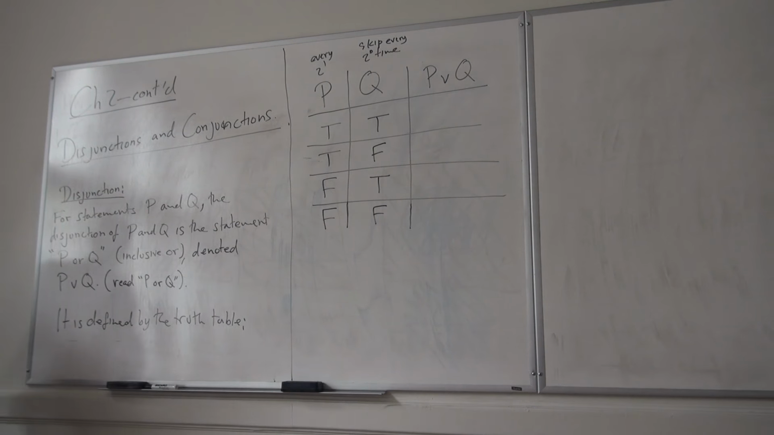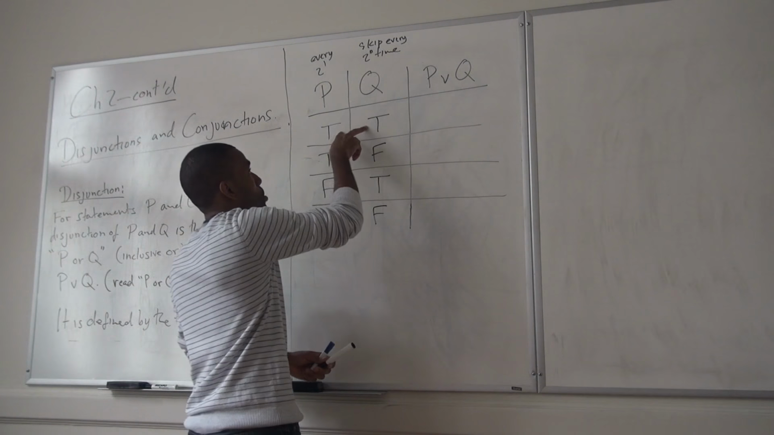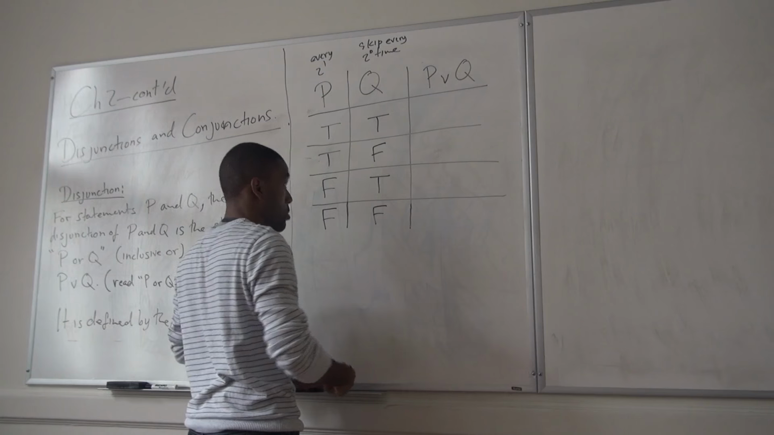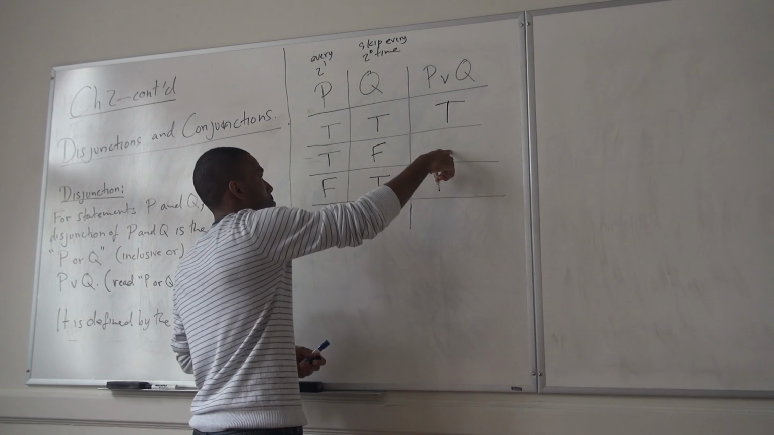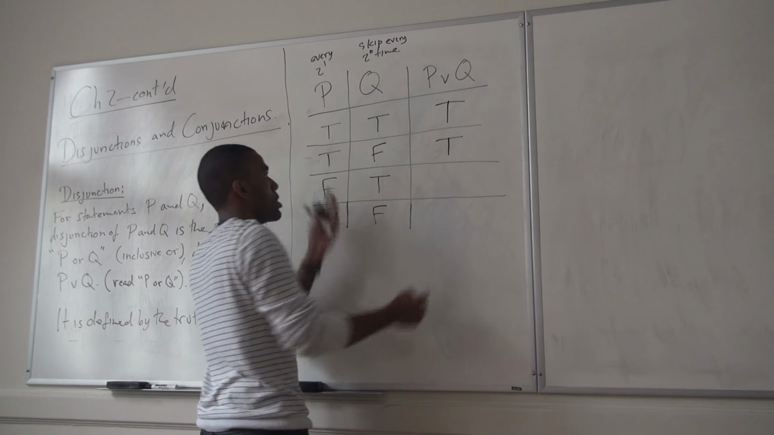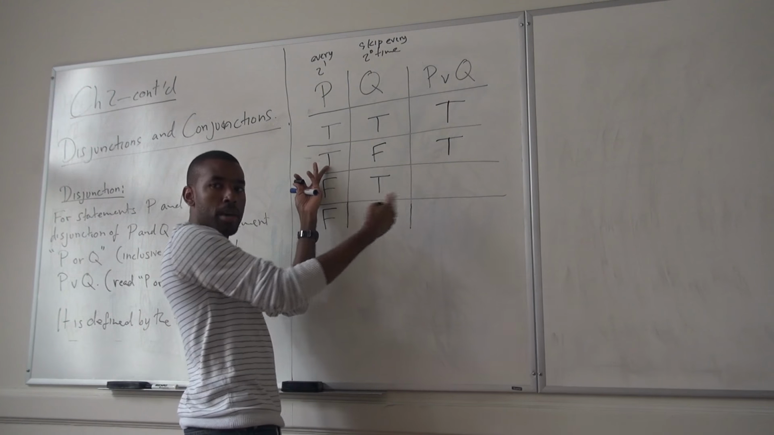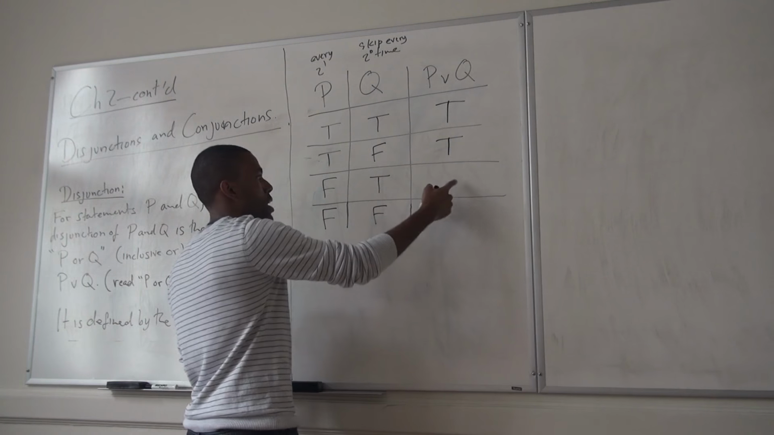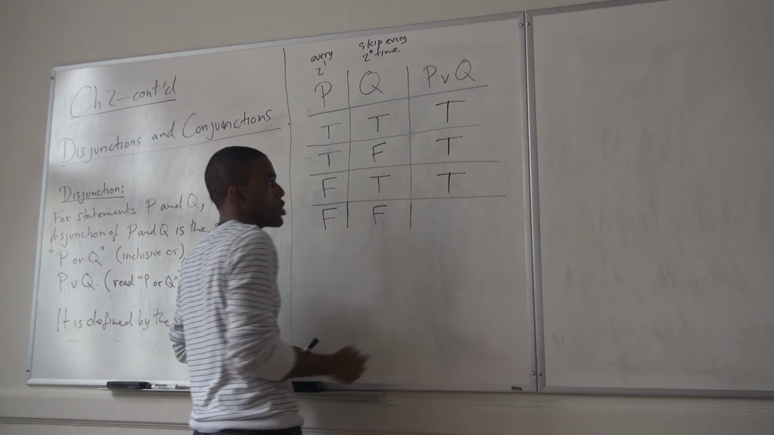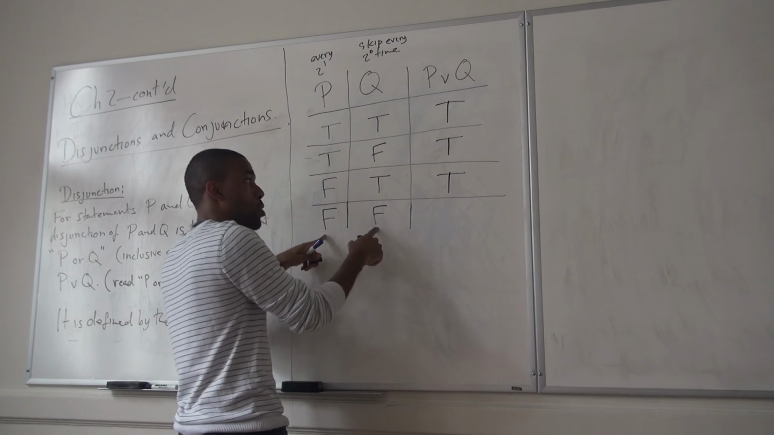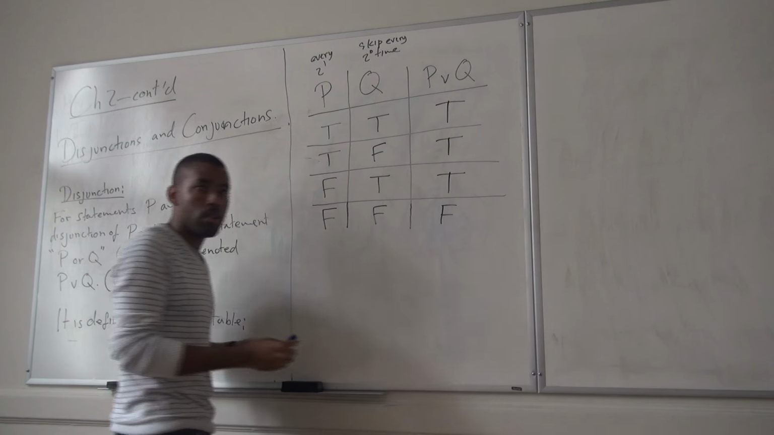Now, to define P or Q, the inclusive or, we're talking about when one or the other is true. If P and Q are both true, what is the truth value of P or Q? It has to be true, because both are true. What about here? It's also true, because P is true and Q is false, but it doesn't matter, it's an or. Here, Q is true and P is false, doesn't matter, it's an or. Once one of them is true, we're good. Both false is the only situation where we have a false.